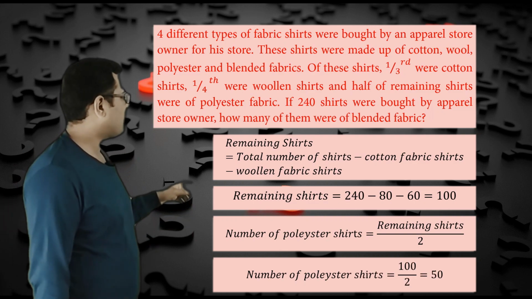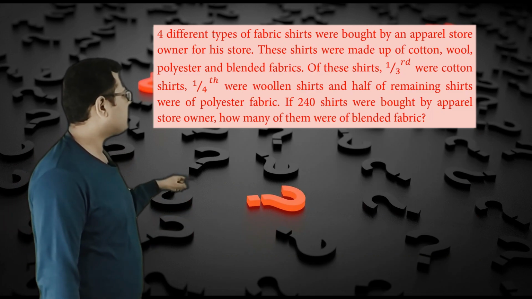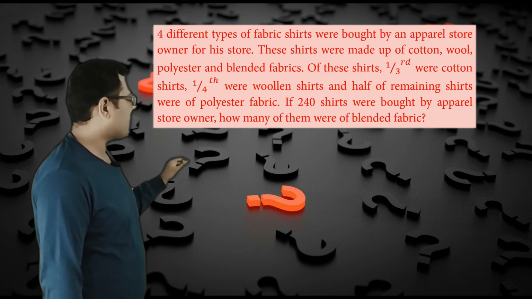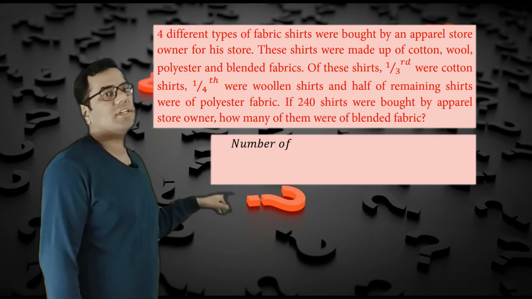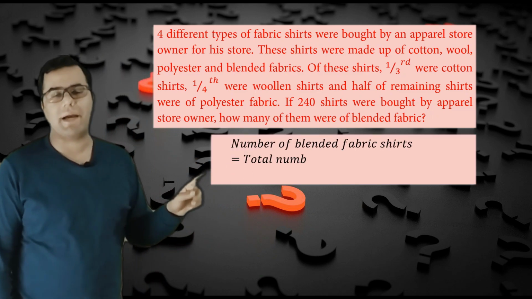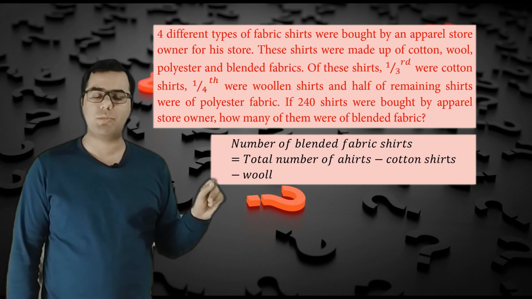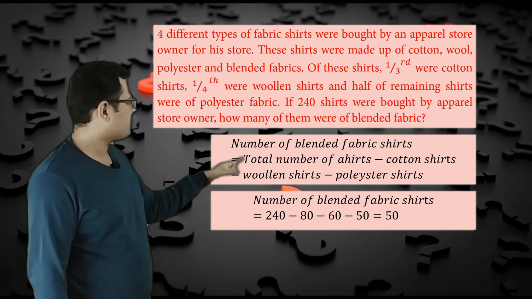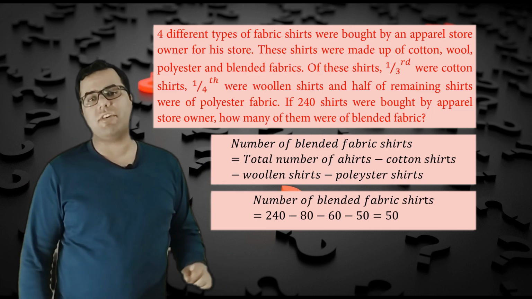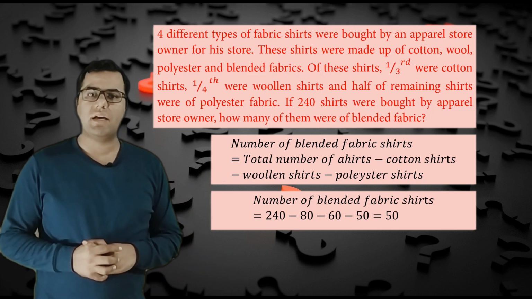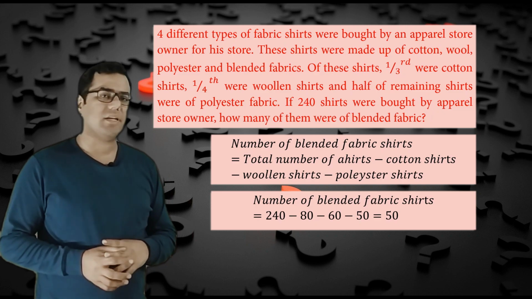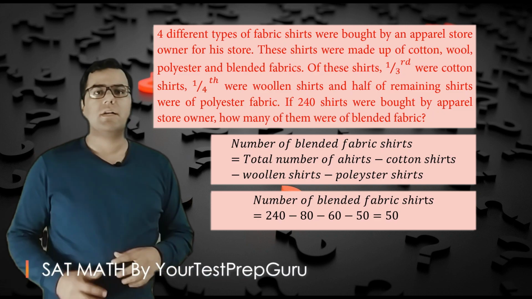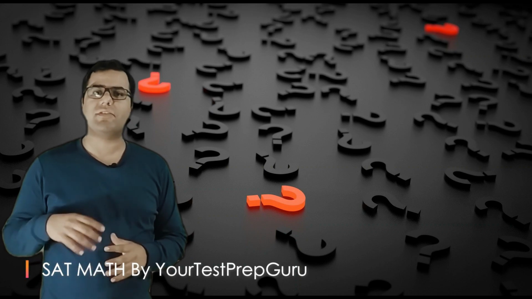Now in the problem we have been asked for the total number of blended fabric shirts. So the total number of blended fabric shirts equals total shirts minus cotton shirts minus woolen shirts minus polyester shirts, that is 240 minus 80 minus 60 minus 50, which comes out to be 50. So the apparel store owner bought a total of 50 blended shirts. So that's all about ratio. In the next chapter we will study proportions.